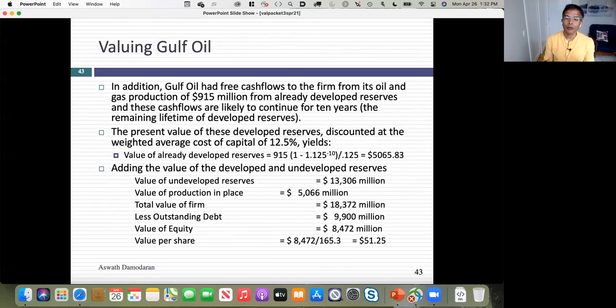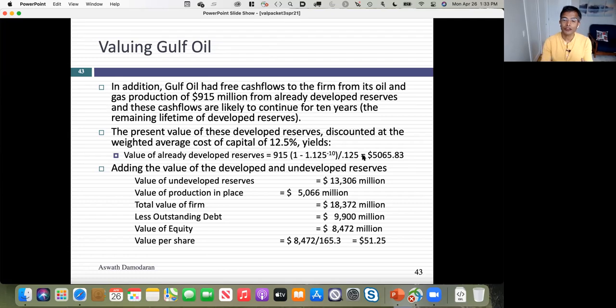In fact, for Gulf Oil, I completed the valuation by bringing in the developed reserves. The undeveloped reserves are worth 13.3 billion. So what's the value of the developed reserves? They were generating about $915 million in cash flows every year, and there are about 10 years of oil left in these reserves. So if they did nothing but continue developing those reserves, they'd get $915 million every year for the next 10 years on an expected cash flow basis. The cost of capital for an oil company is about 12.5% when I did this. The present value of $915 million at 12.5% is $5.07 billion.